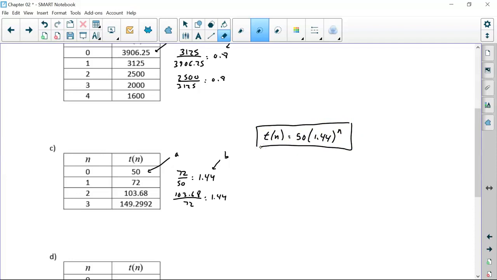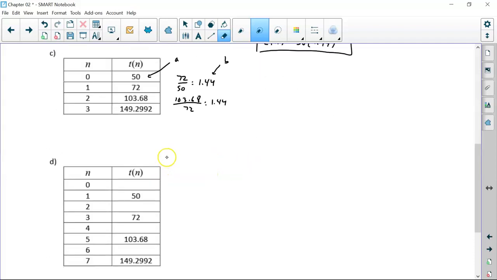Okay, so for part D, we're missing things. Remember, we're multiplying to get from one number to the next. It's going up, so our multiplier should be greater than 1. So to get from 50 to 72, we're multiplying by B and then by B again. So if we write this out, 50 times B times B equals 72.